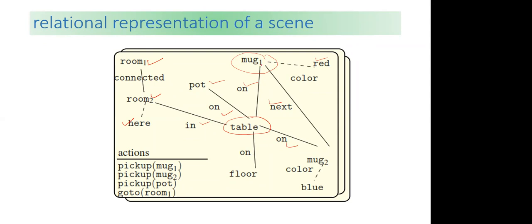Mug 1 is associated with mug 2, and mug 2 is blue. This table is on the floor. So what kind of actions can we perform on these three? First, we can pick up mug 1, then mug 2, then pick up the pot, then go to room 1. These are the actions we can do. So that is a relational representation of a scene in reinforcement learning. Any doubt about how we are representing these things? Sir.